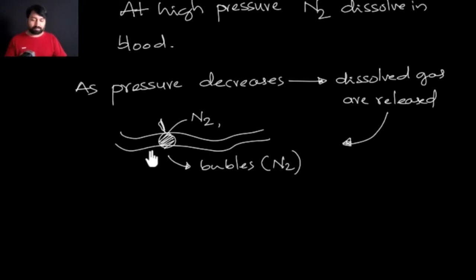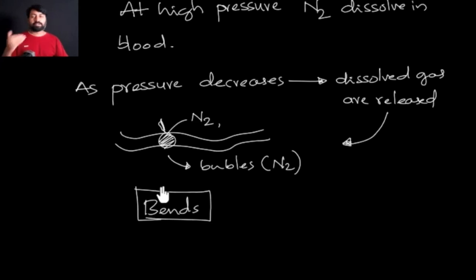And sometimes it blocks the veins also, and that leads to a very severe, very painful and very dangerous condition. This condition is called Bend's disease. Hope you remember this. Bend's disease is a phenomenon where at higher pressure, the nitrogen gas is dissolved in blood. As the pressure decreases, the nitrogen is converted into gas, forming bubbles in a vein, and that is very painful and quite dangerous. That phenomenon is known as Bend's disease.